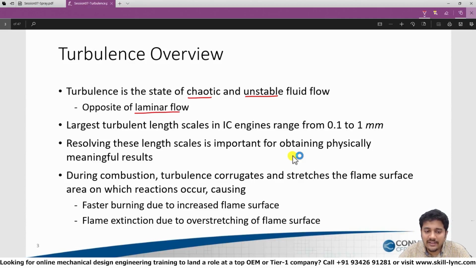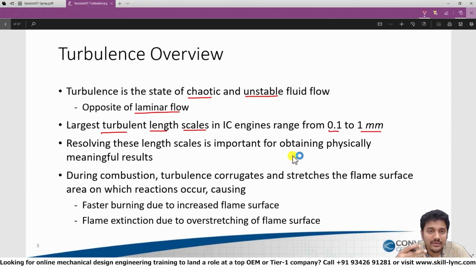Now, with respect to IC engines, you have something called turbulent length scales, right? At this point, I'm not going to be explaining what this is. If you refer to a standard textbook on turbulence, you should be able to figure out what length scales mean. And with respect to IC engines, the length scales range from 0.1 to 1 millimeter. So these are really small values. And resolving these length scales is very important for obtaining physically meaningful results. And in the next slide, we will see what that actually means.